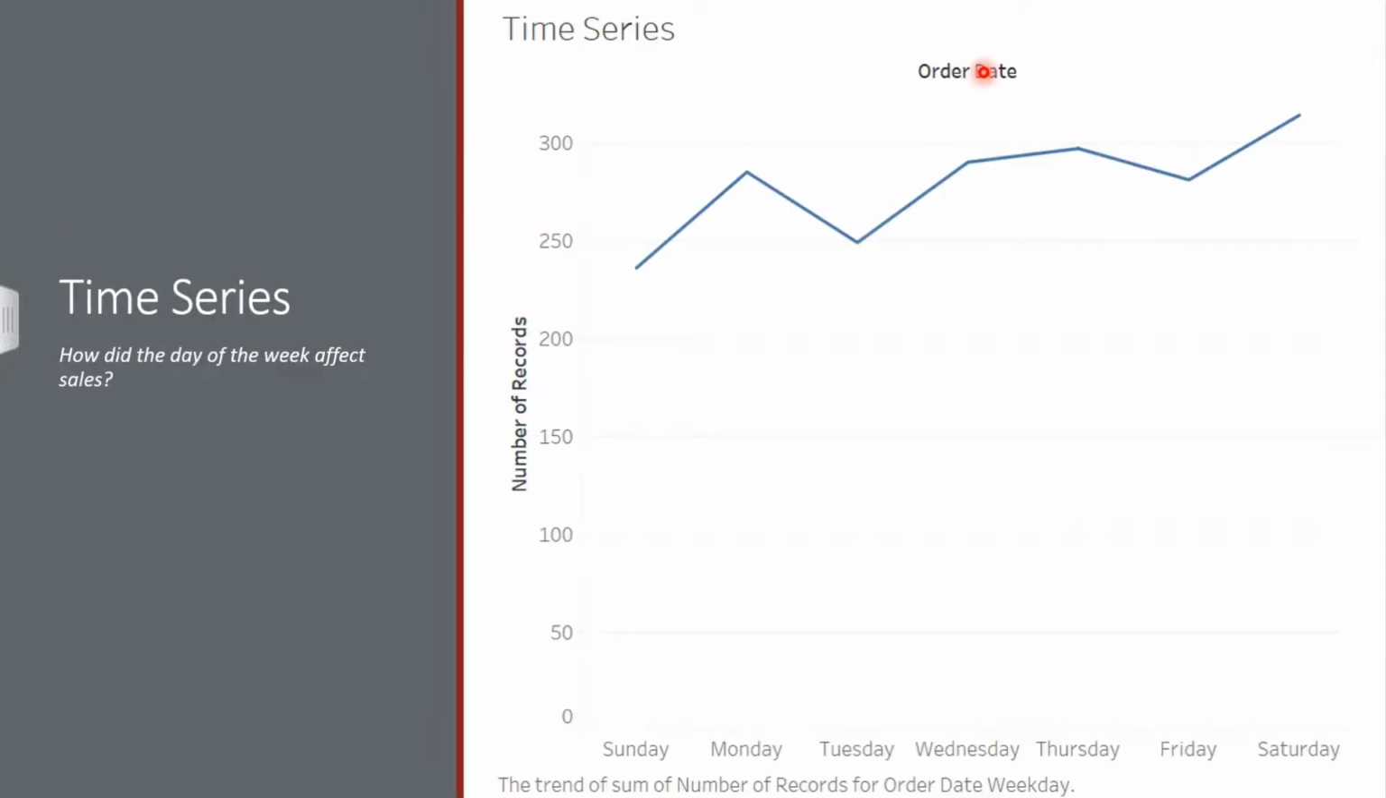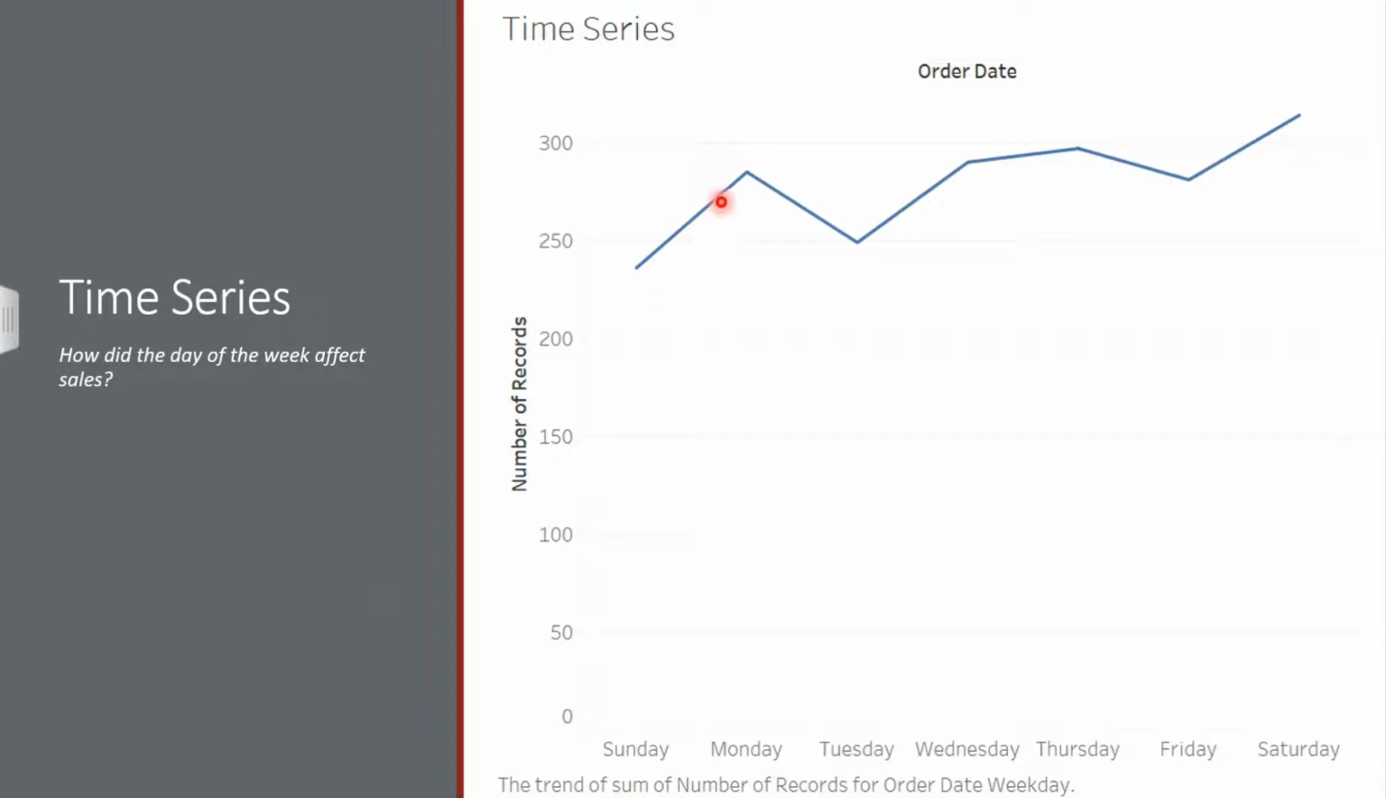Okay, so time series. I guess I put those out of order. A time series is almost always going to be a line chart. In this case, this is somewhat arbitrary, but we have our time variables here: Sunday, Monday, Tuesday, Wednesday, Thursday, Friday, Saturday. This is every Sunday, every Monday, every Tuesday, and so on.